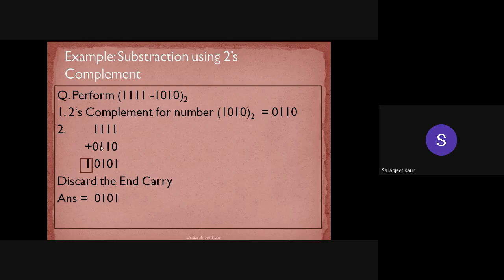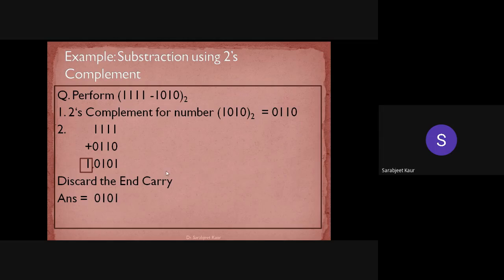So 1 plus 1 plus 1, 3, which means 1 here and 1 carry again. And then 1, 0, 1, and then adding the carry, we get 2. So 0 here and an end carry, right? So there is an end carry. What to do? Simple. Discard the end carry. The remaining portion is the result. And what is the result? 0101. If you recognize, this is the equivalent of decimal number 5. So yes, 15 minus 10 is equal to 5, and this is the correct answer.